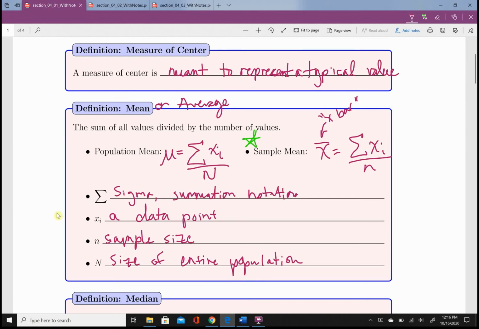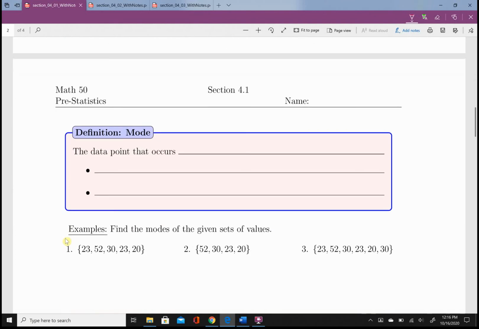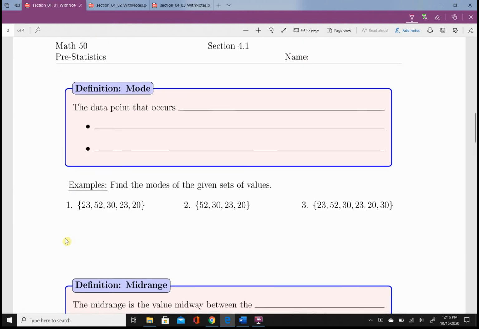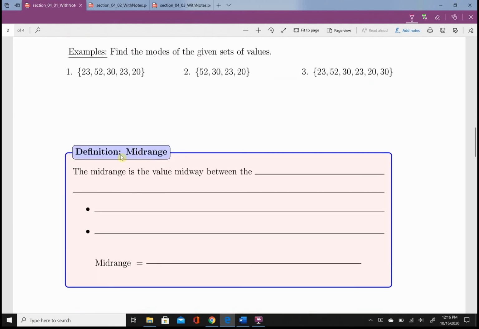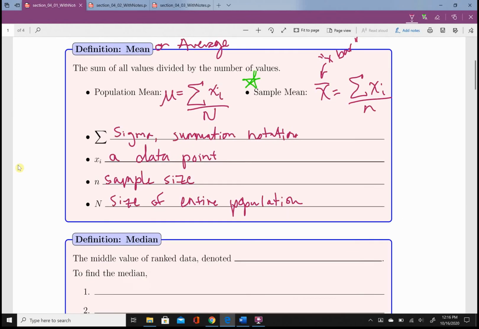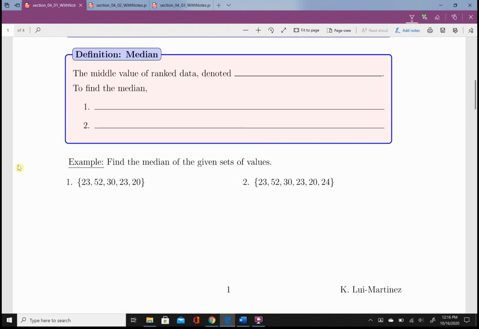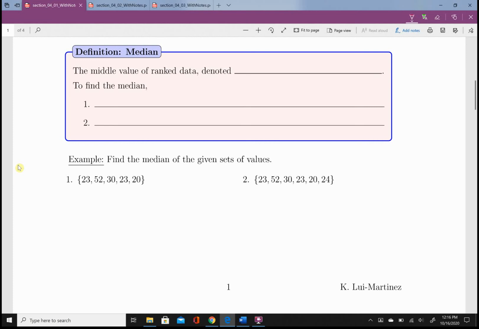There's also median, and we're going to define mode. It's actually not a measure of center. Another measure of center that we're going to talk about is mid-range. So something to look forward to there. The next one is median, and this is the middle value of ranked data, denoted by capital M. I'll just put that parenthetically, capital M.